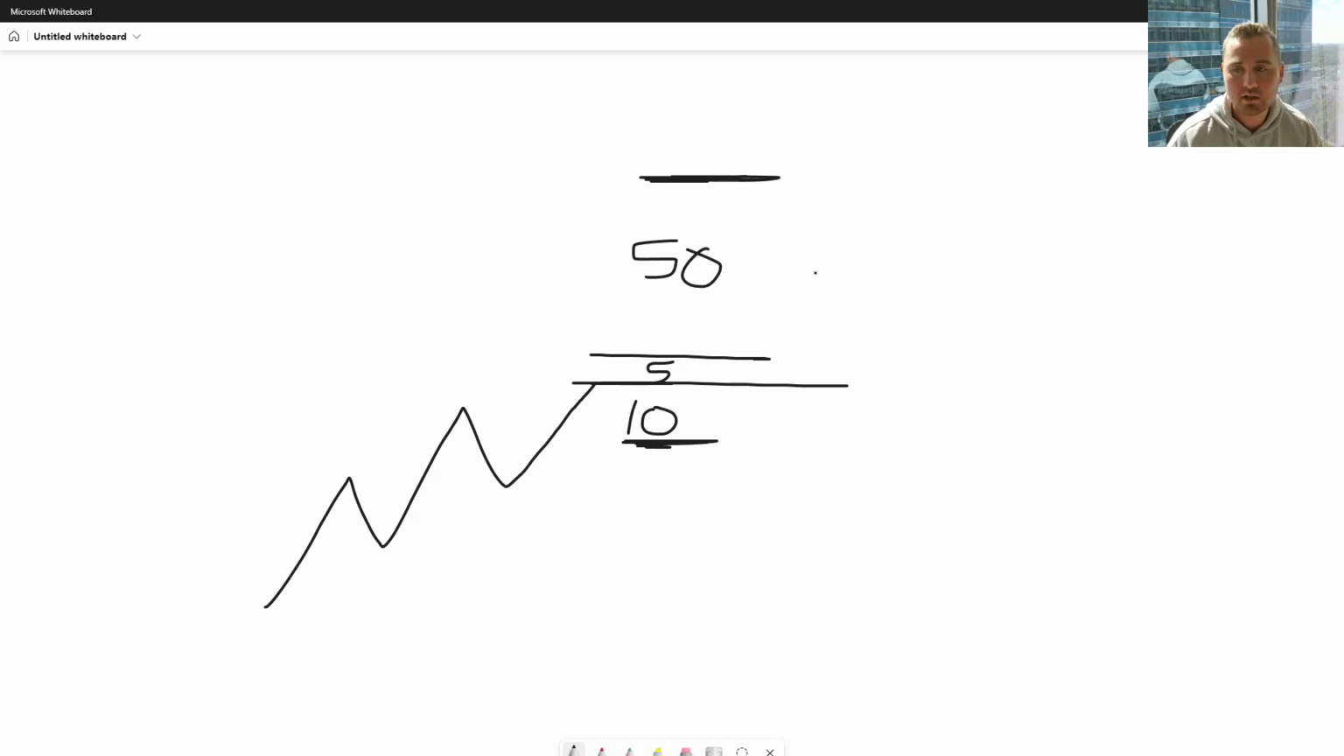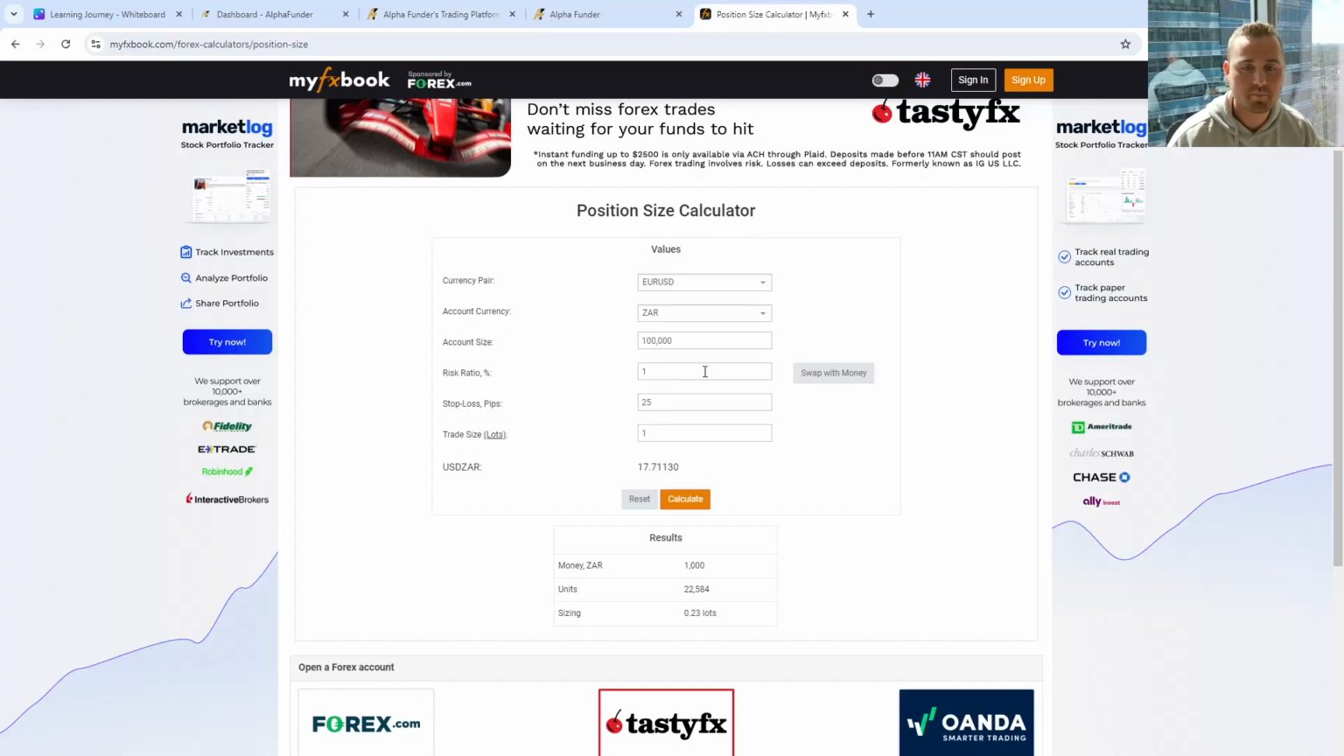Now let me give you a clearer explanation as to what this might look like in terms of position sizes, because everyone's going to have different position sizes with your prop firm accounts. So in this case, let's just say you were to have a 100,000 Rand account and you're trading Euro USD.